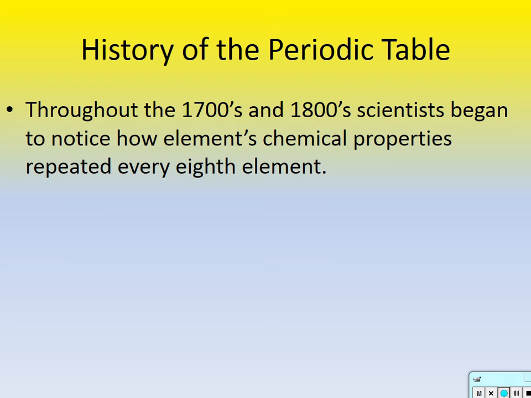Okay, let's start with the history of the periodic table. Throughout the 1700s and 1800s, scientists began to notice how elements' chemical properties repeated every eighth element. So the chemical properties, how it behaved chemically, repeated every eighth element.